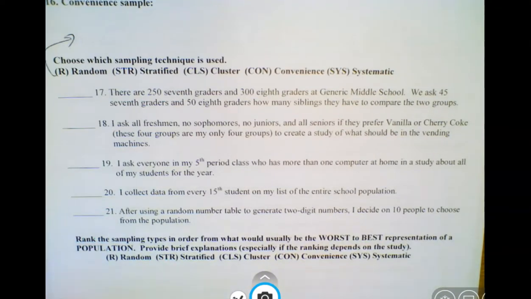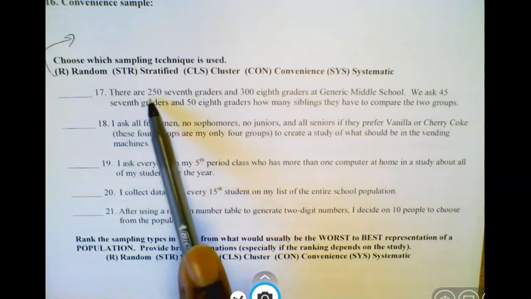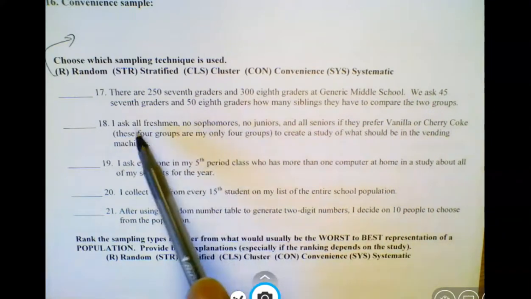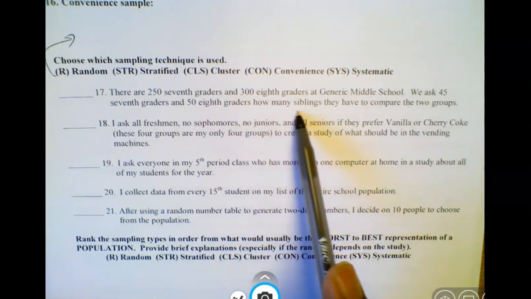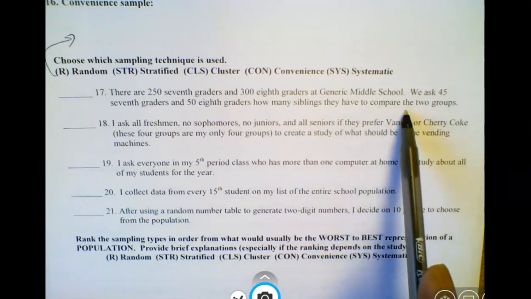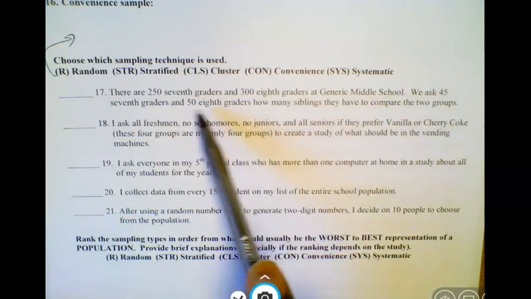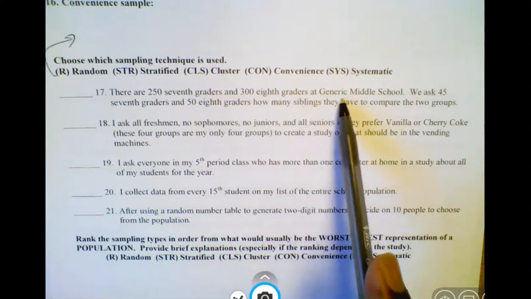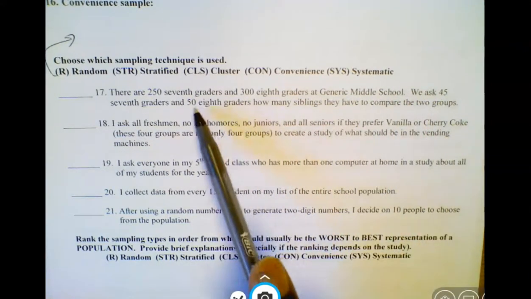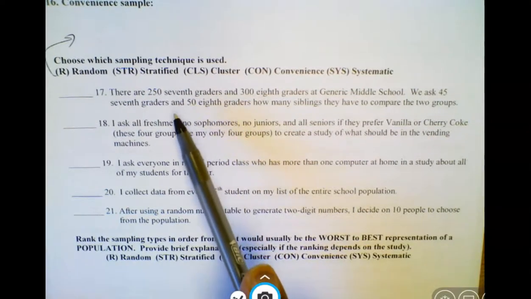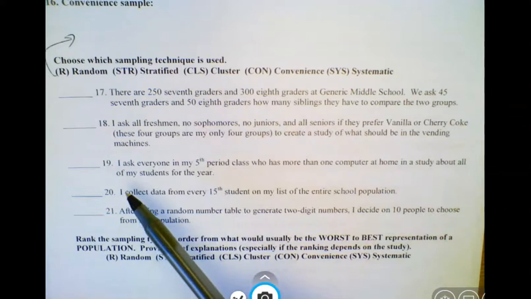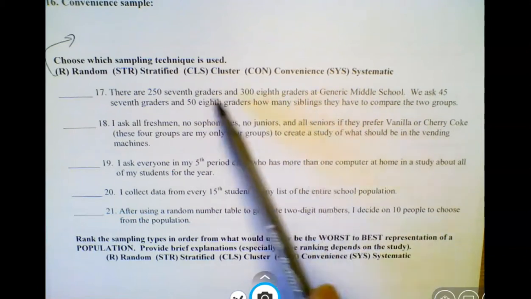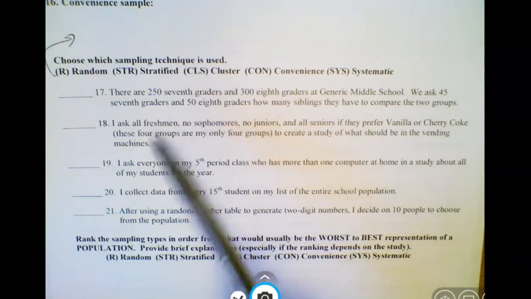All right. Hope you had a chance to think about them. Let's do them. The first one says there are 250 seventh graders and 300 eighth graders in generic middle school. We asked 45 seventh graders and 50 eighth graders how many siblings they have to compare the 2 groups. So you've got 250 7th graders and 300 8th graders, and they asked 45 of the 7th graders and 50 of the 8th graders. So they asked a small group from each population, right? You have to decide whether it's stratified, cluster, convenience, or systematic. Because they asked a small group from each of those populations, that sounds closer to stratified.